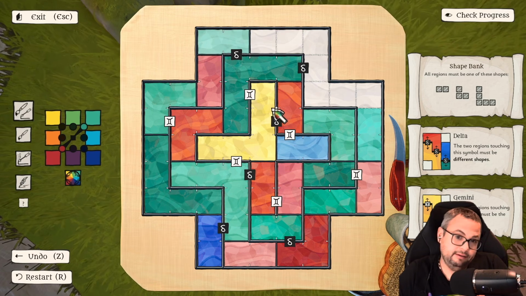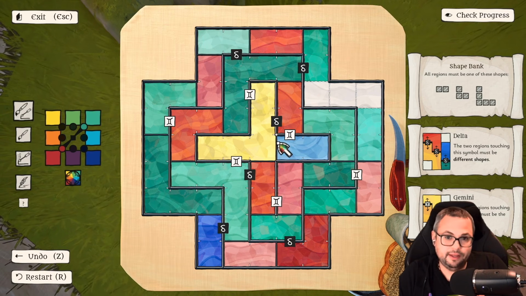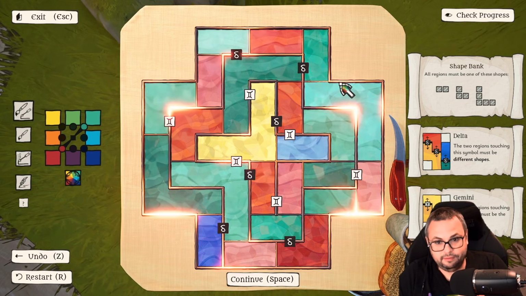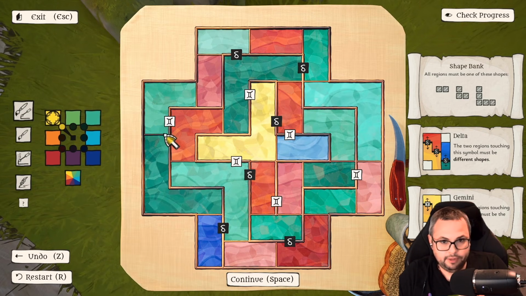Got that. That's got to be a domino. So it's going to be like this. And this is not a V because of that delta. So these are together, and it's not a V because of that delta. And then everything is done, but not pretty yet.